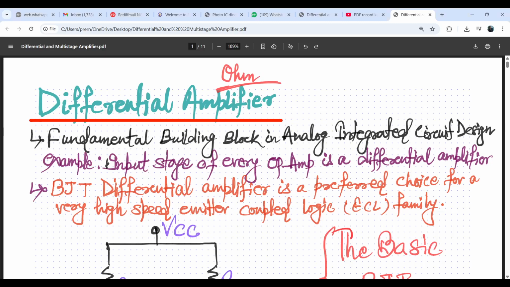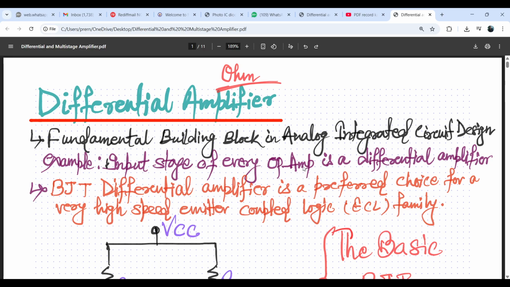Welcome everyone. In this video lecture, we will think about the very fundamental analog building block that is our differential amplifier. Basically, the differential amplifier is considered a fundamental building block in analog integrated circuit design. In analog IC design, the differential amplifier plays a very important role, and one of the simplest examples of the differential amplifier is the input stage of an op-amp.